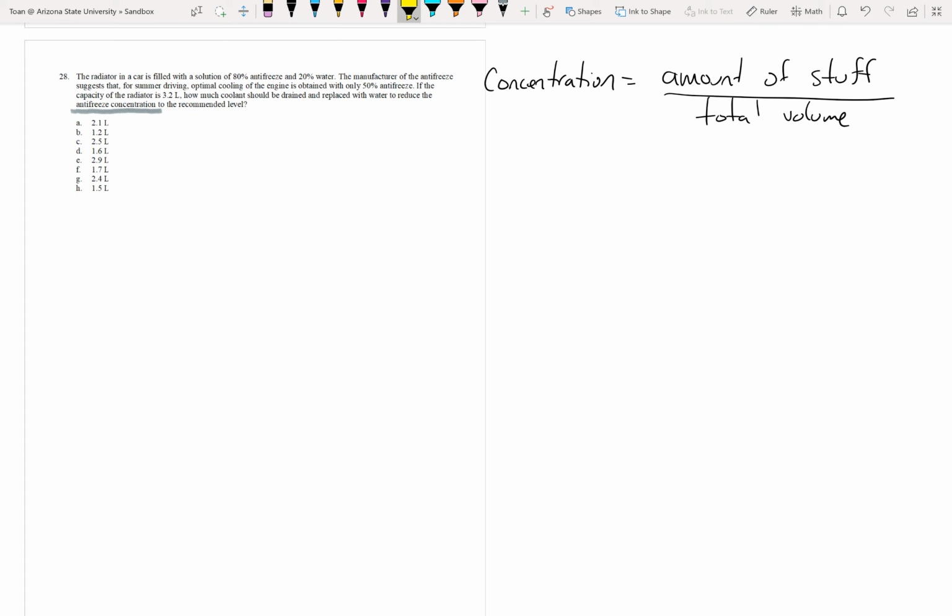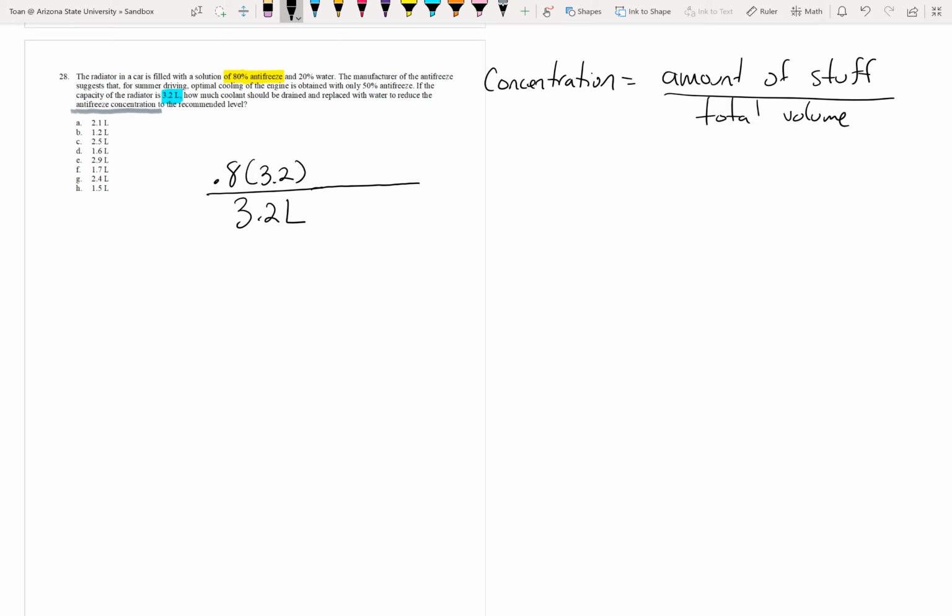Well, what's my initial concentration? It says it's 80% antifreeze, okay? And how much am I working with? I'm working with 3.2 liters. So that's my total volume, 3.2 liters. Now on top, I'm going to put the amount of antifreeze. Well, if 80% of the total volume is antifreeze, the amount of antifreeze should be 80%, which is 0.8, of the total volume.